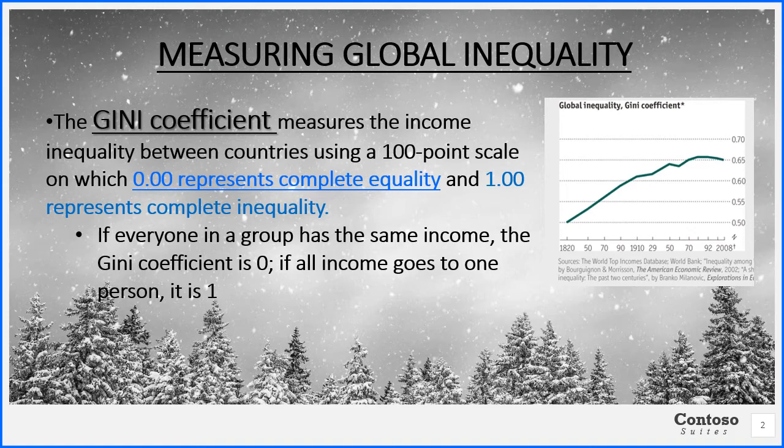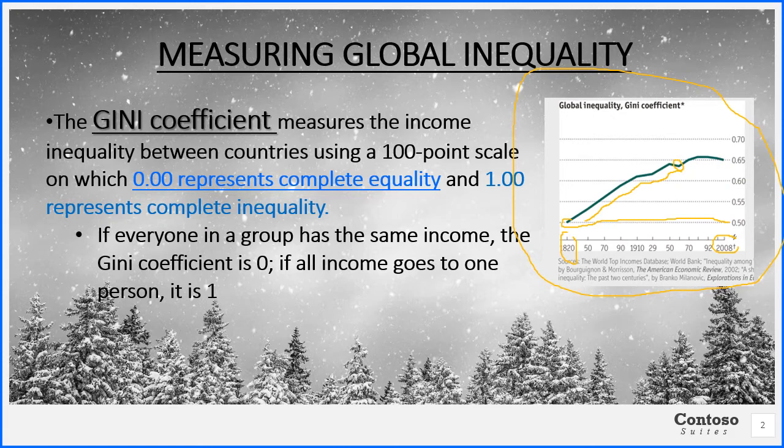As you can see on this little graph, it's tracking the Gini coefficient from 1820. This graph ends in 2008. But you can see back in 1820 we had a Gini coefficient around 0.5. So definitely not 0, but not 1 either. But you can see over time, after industrialization and a lot of capitalization of the global marketplace, you see increasing global inequality through this Gini coefficient.